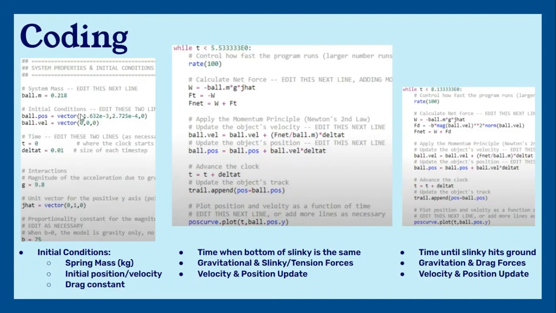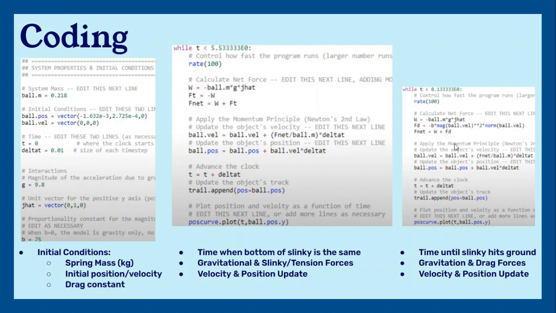Then for the coding for this experiment, we have the ball's mass, the initial positions, the time change that'll go in the loops, the force of gravity, and then J hat, which is just saying that during the calculation of tension we're in the positive y direction. We have the drag force constant being 75. For the first loop, which is the amount of time it takes the top of the slinky to reach the stationary bottom, this is the negative mgh. The force of tension is just the negative of the force of gravity, and then the net is just canceling it out. Then we have the velocity update formula, the position update formula, and the time update formula.